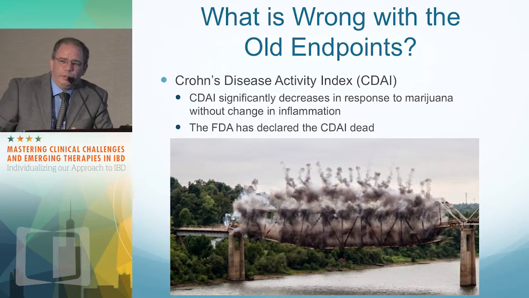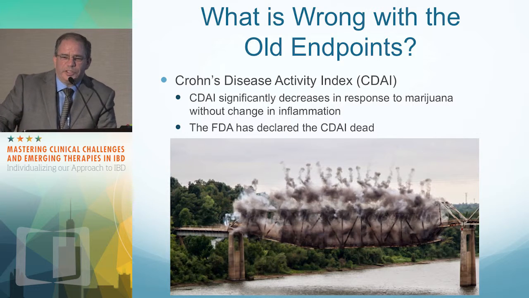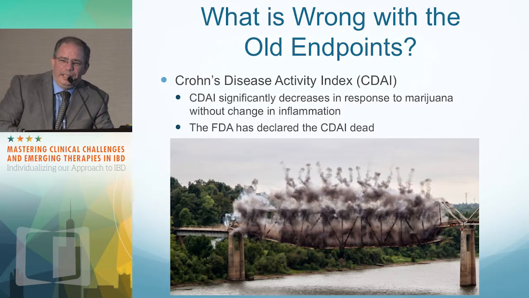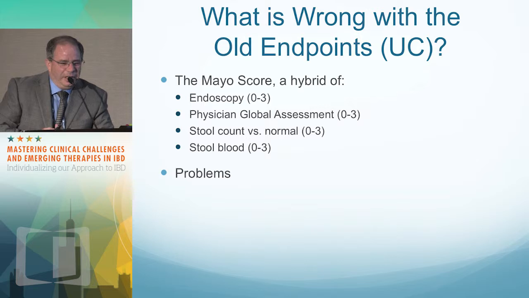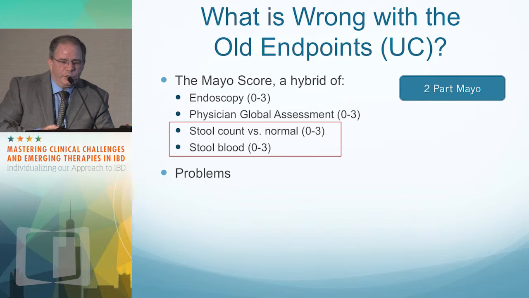And in effect, they've blown up the bridge. Bruce Sands liked to say that they've forced us to cross over to the PRO world, and blown up the bridge behind us. The CDAI is dead. It's as if we were forced to convert to the metric system, and they blew up English measurements. And that makes drug companies and people developing new treatments for IBD a little bit uncomfortable. In terms of ulcerative colitis, there are also issues. We typically use the Mayo score, which combines 4 components: endoscopy, the physician global assessment, stool count, and stool blood. But it has its own issues.